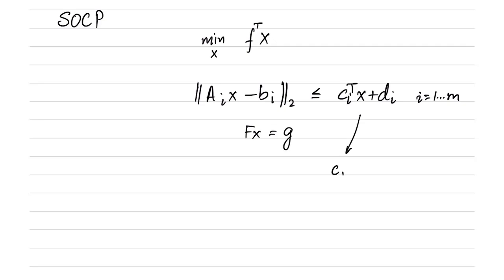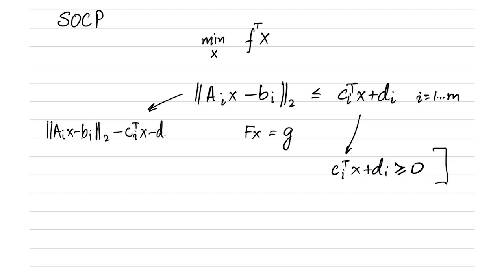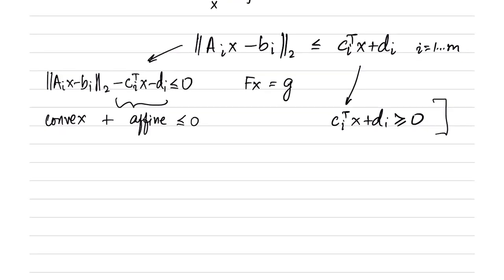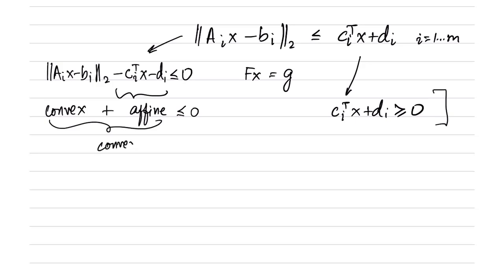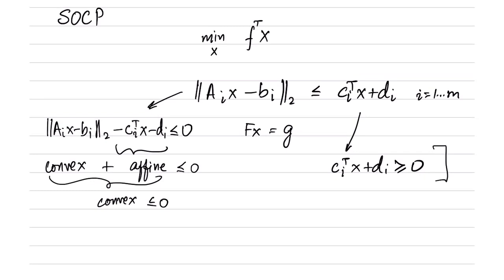there are implicit constraints saying that Ci transpose X plus Di is greater than or equal to 0. So these are implicit. We may not necessarily specify them explicitly. So the key thing to notice here is this constraint. If you express it in another way, you can see that this is of the form norm of AIX minus B, minus Ci transpose X minus Di, less than or equal to 0. Note that this part is affine and this is convex. Norm is convex. So convex plus affine less than or equal to 0. This is fine because we allow convex less than or equal to 0 kind of constraints. So this is a convex optimization problem.